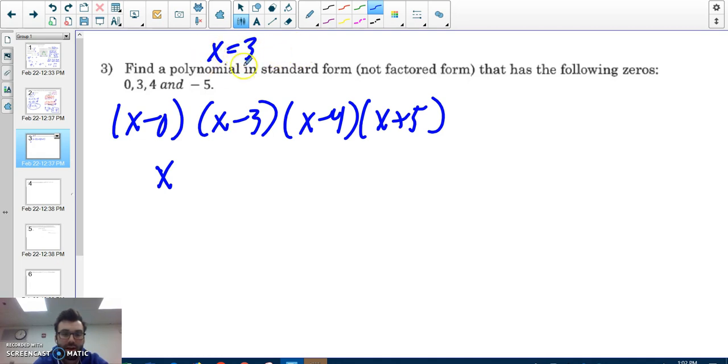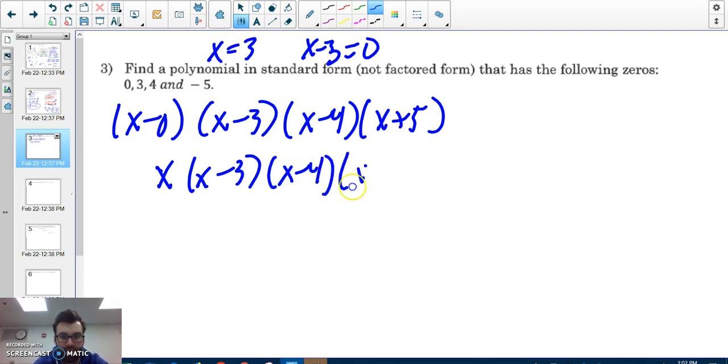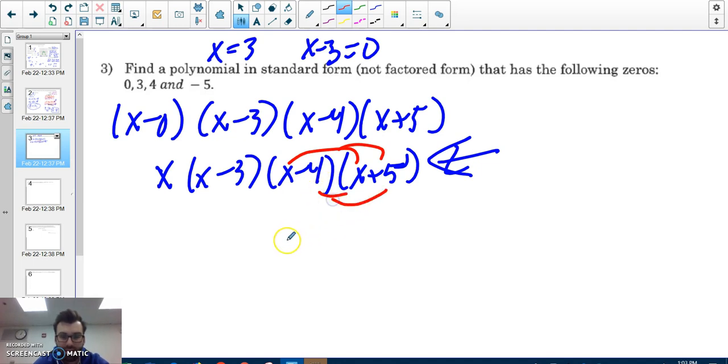So to move it to the other side, to get my factor, I get x minus 3 equals 0. I would have to subtract the 3. That's just the opposite when it's in factored form. This right here is factored form. So now that I have factored form, I want to FOIL my factored form. This becomes x squared plus x minus 20. A little mental math there.